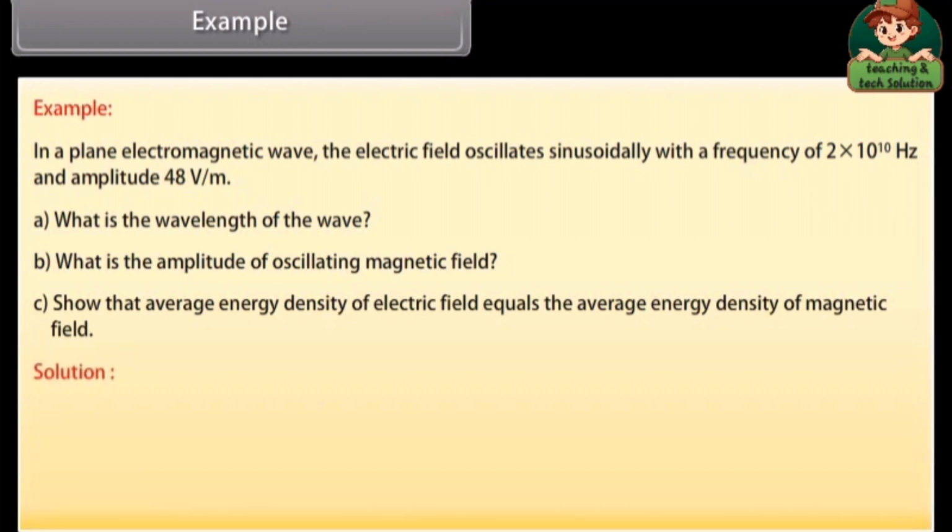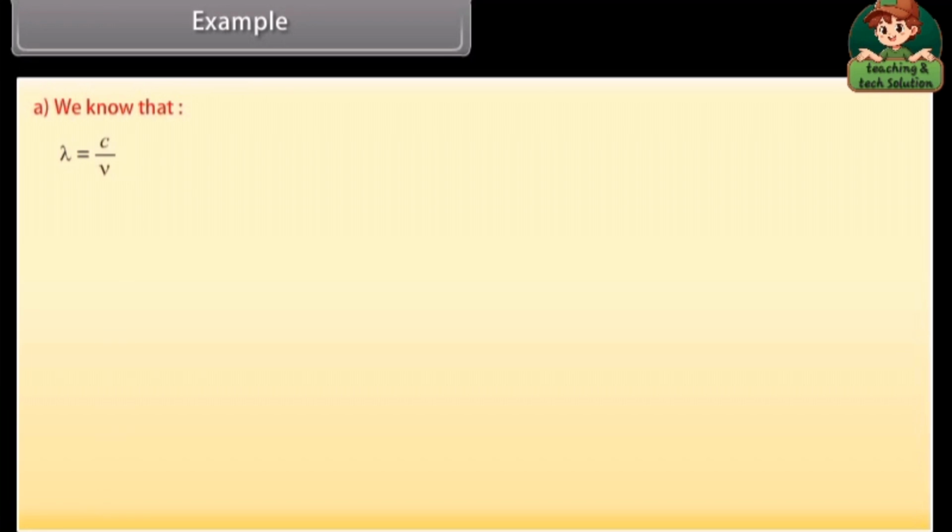Let's see the solution. Given values are nu, which is equal to 2 × 10^10 Hertz, E naught equals 48 volt per meter. We know that lambda is equal to C upon nu. By putting and calculating the values, we get the wavelength of the wave, which is equal to 1.5 × 10^-2 meter.